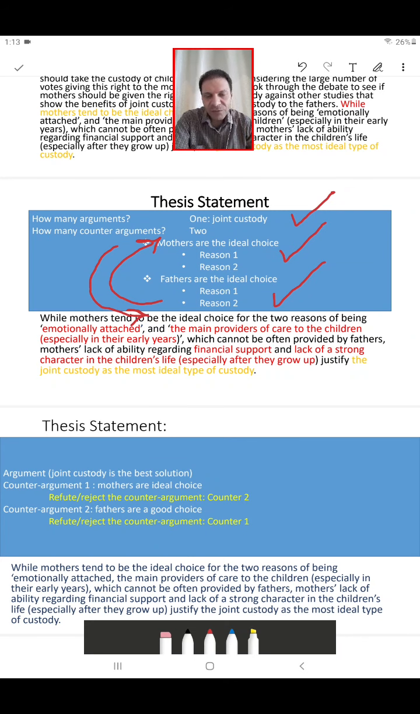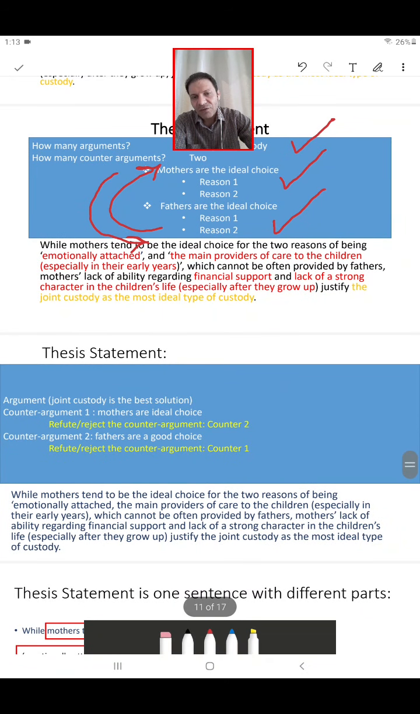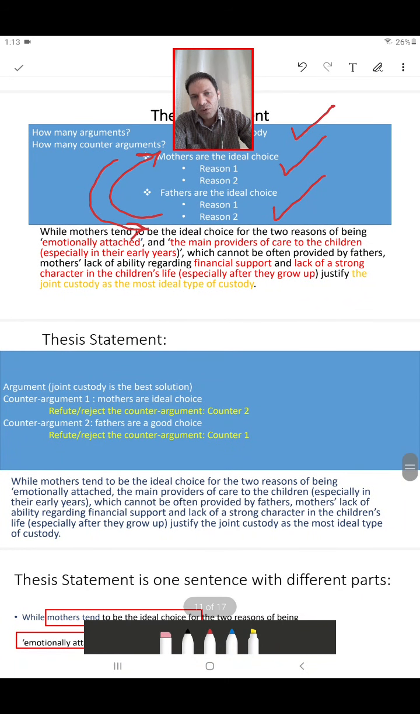The next paragraph would be about, after that, I would like to talk about the main providers of care, especially in the early years. So it means that only when the children are very young. So you see that the thesis statement has everything, which cannot be often provided by fathers. So it means that I am going to talk about some research that says that fathers cannot really provide care or meet emotional needs of the children. So these are the paragraphs that I am going to talk about, right?